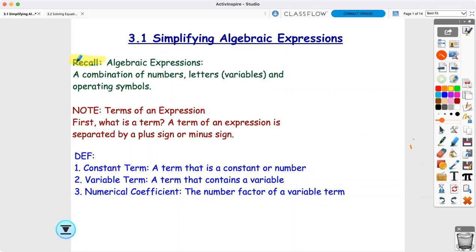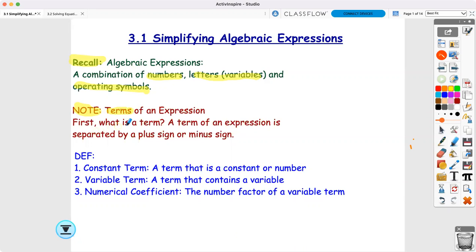So recall, when you see the word recall, it wants you to pull back recent information that we've discussed in this class or that you possibly saw in another class. So an algebraic expression is a combination of numbers, letters, which are variables, and operating symbols. Operating symbols are things like plus, minus, square, stuff like that. Now, when you hear the word note, it's kind of like me telling you a special fact to remember. So note the terms of an expression.